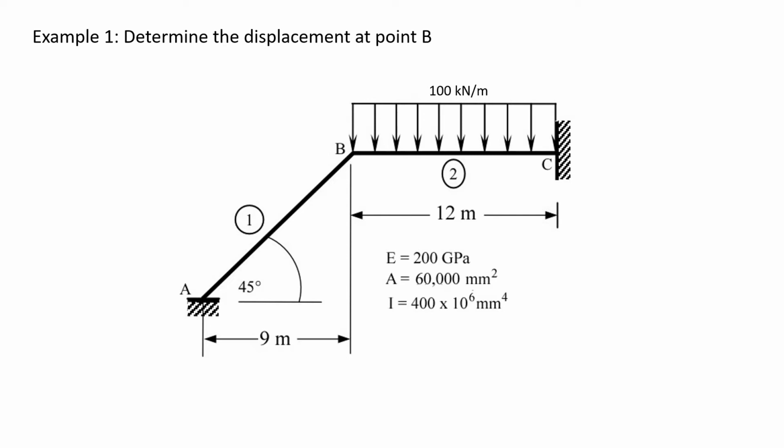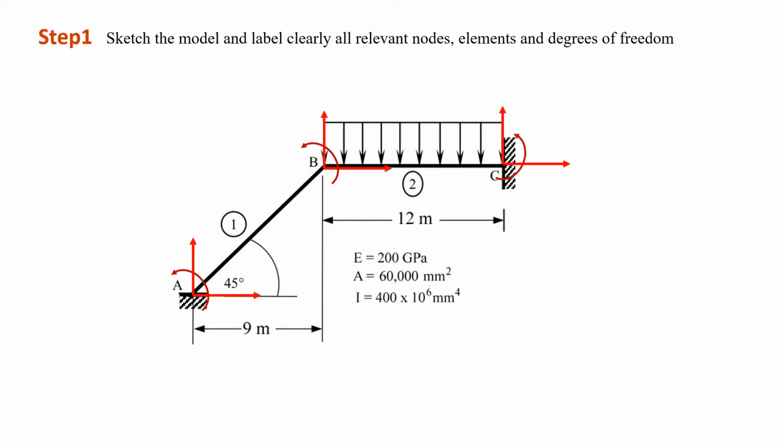In this frame, point A and point C are fixed to the wall while point B is free to move. And this frame has been loaded with 100 kN per meter at member BC. The first step that we have to do is to draw the free body diagram, to label the nodes and elements, as well as to determine the degrees of freedom.